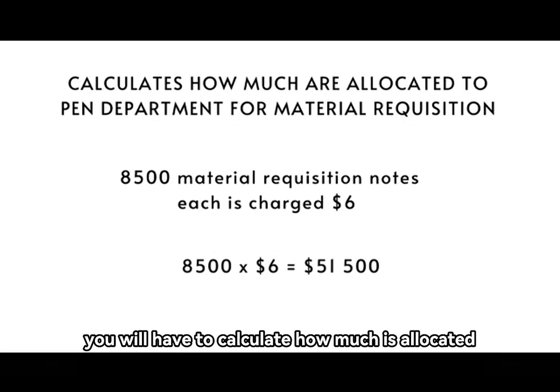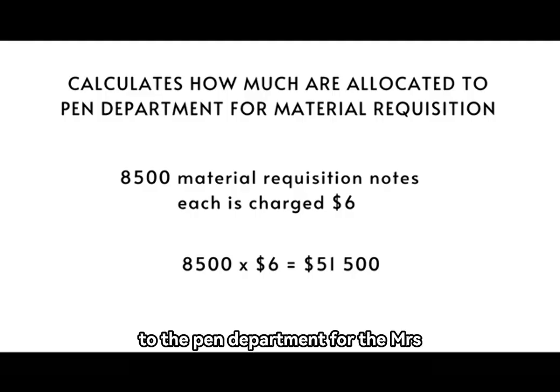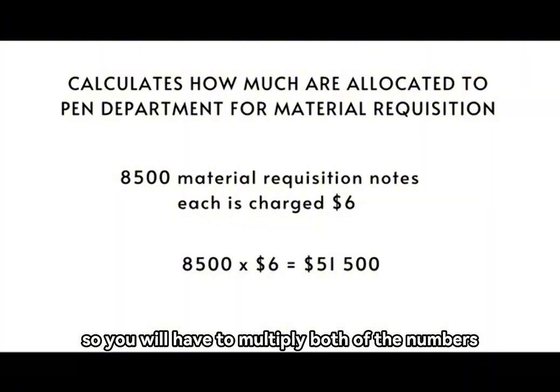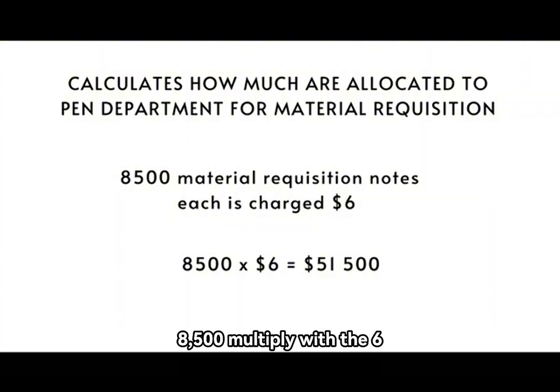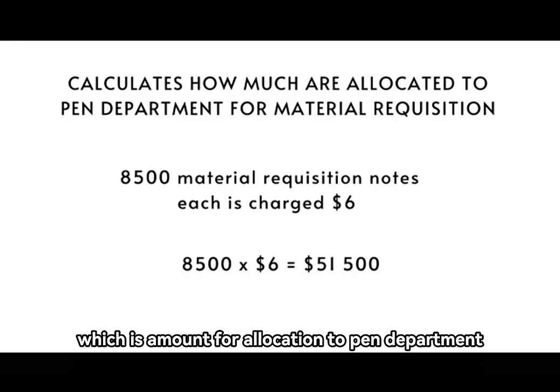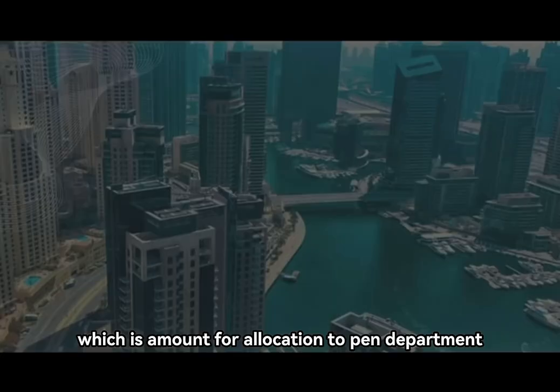And the last one, you will have to calculate how much is allocated to the pen department for the MRs generated in 20X5. So you will have to multiply both of the numbers. 8,500 multiplied by 6, you will get $51,000, which is the amount for allocation to the pen department.